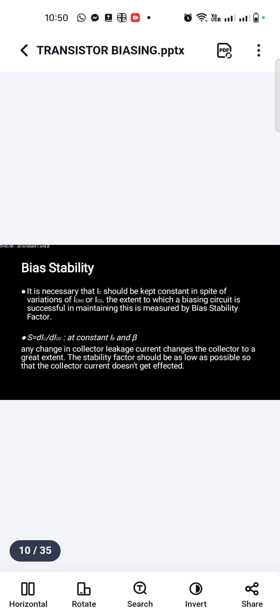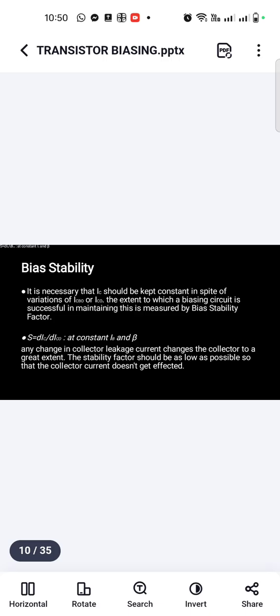See the condition here: S equal to dou IC divided by dou ICO. What are the remaining parameters? Beta and VBE are constant. Any change in collector leakage current changes the collector current. The stability factor should be as low as possible so that the collector current does not get affected.